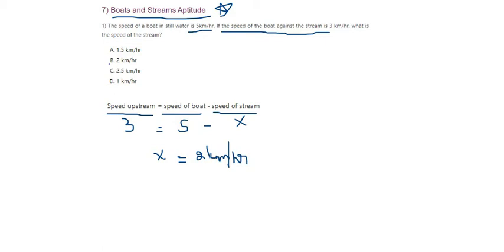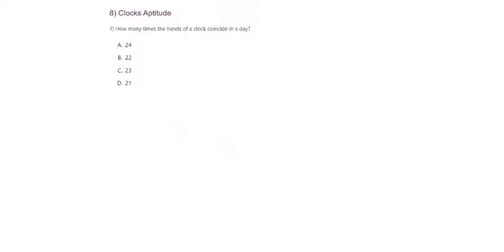You don't have to change kilometers per hour because the options are already given in that unit. The answer is B, 2 kilometers per hour. If this was in meters per hour, then we would have had to calculate by dividing by 1000 and so on. Okay, let's go to our next question.